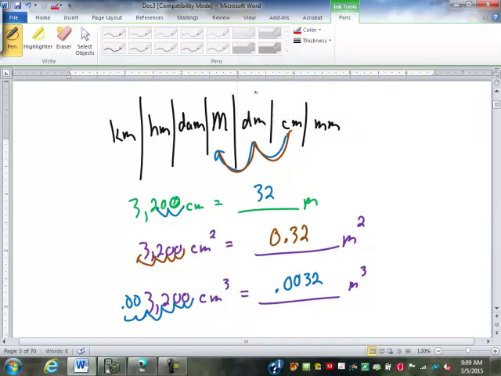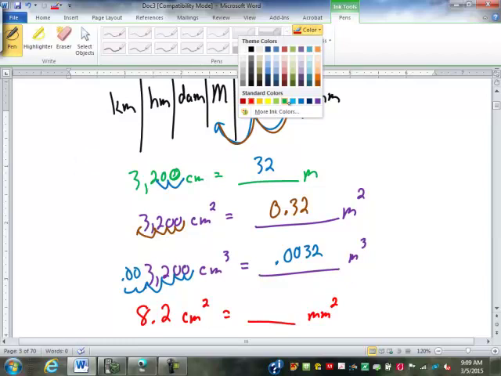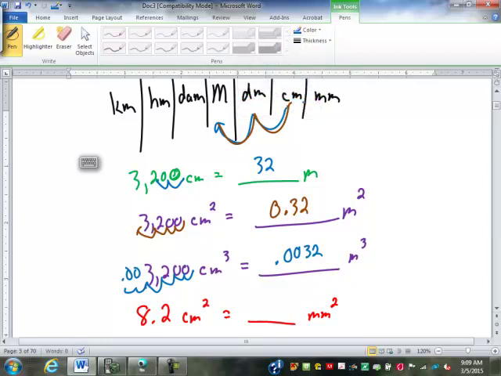So let's try some. If I give you 8.2 centimeters squared and I convert it to millimeters squared, from centimeters to millimeters is how many spots on the chart? 1 spot to the right. Are we going to move 1 spot? No, it's squared, so we've got to move 2 spots. We've got to double it. So 820.